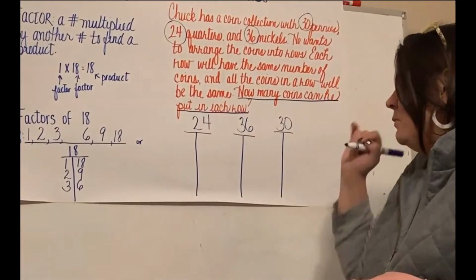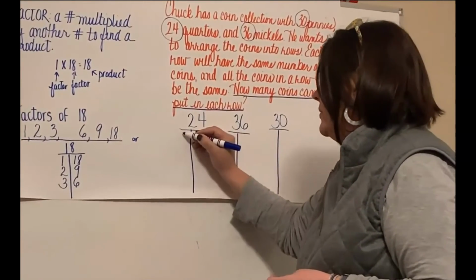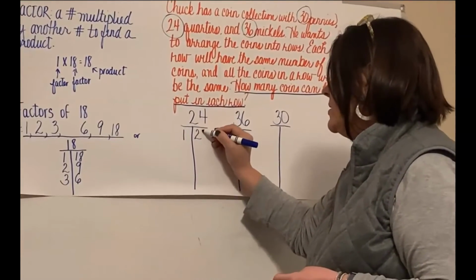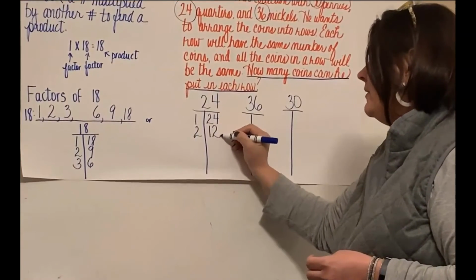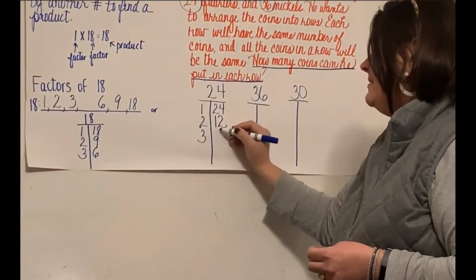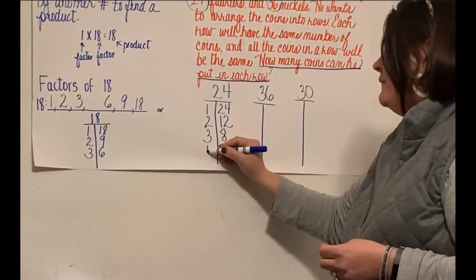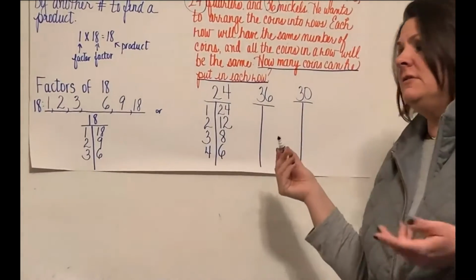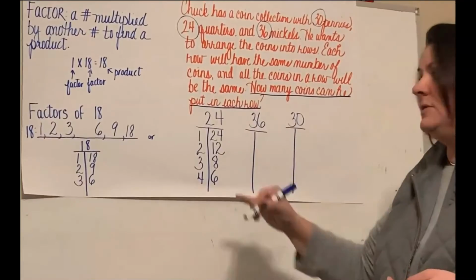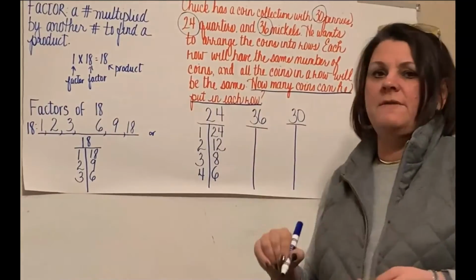Now we're going to start with 1, and like I said, we always go in order. 1 and 24, 2 and 12, 3 times 8, 4 times 6. Can I do 5? No, and then we don't repeat. So these are the factors that make up 24.